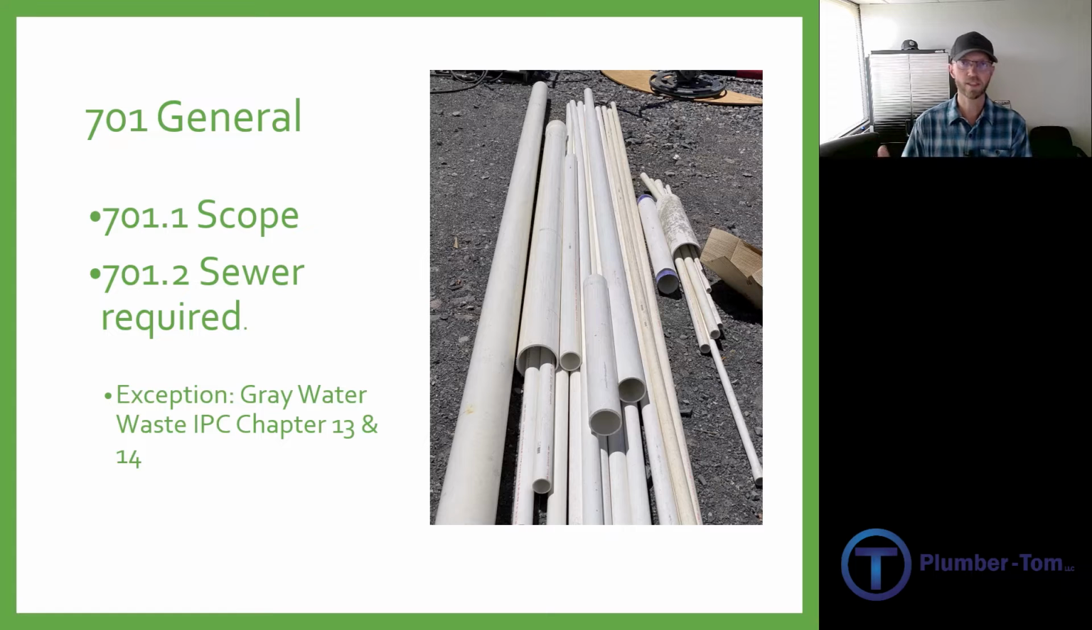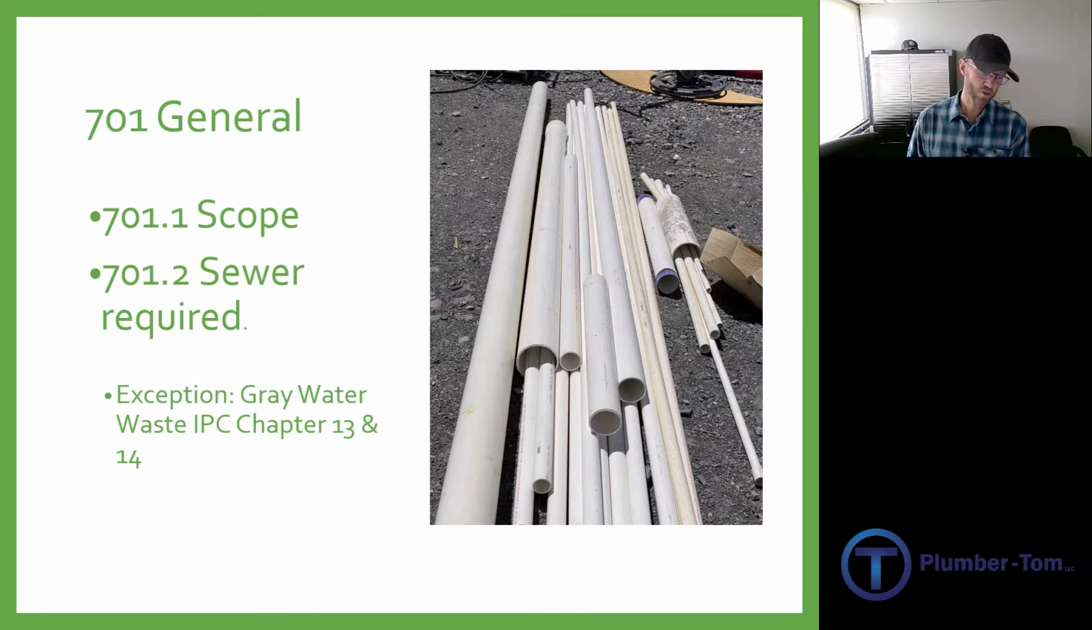Now, different laws in different jurisdictions may dictate at what point that is an absolute requirement. For example, in Utah, the Utah Amendment states that if your building is within 300 feet of the public sewer, you are required to connect to that public sewer. Whereas if it's further away, you could have a private drainage system like a septic system.